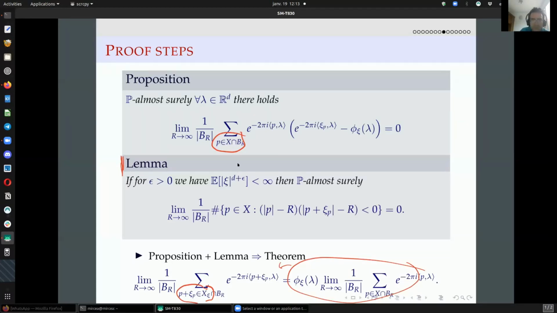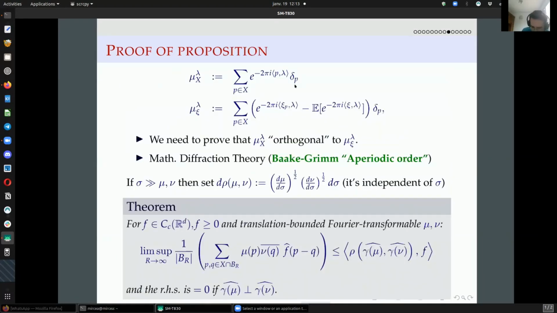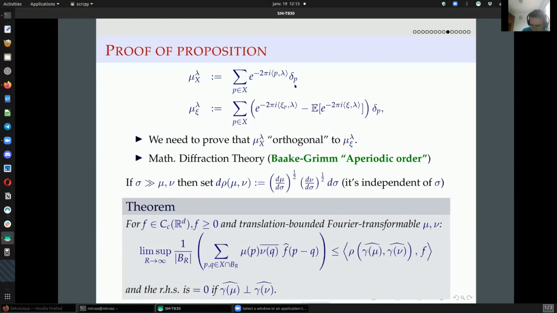to prove this proposition. So, proof of the proposition: what the proposition is telling me is that the product of this times this, summed average, is going to 0. So I cook up these two measures here. I put a Dirac mass in front of these terms. And I am saying that, seen as a vector in a Hilbert space kind of framework, mu x is going to be orthogonal to mu psi. Yeah, this for all lambda and almost surely.